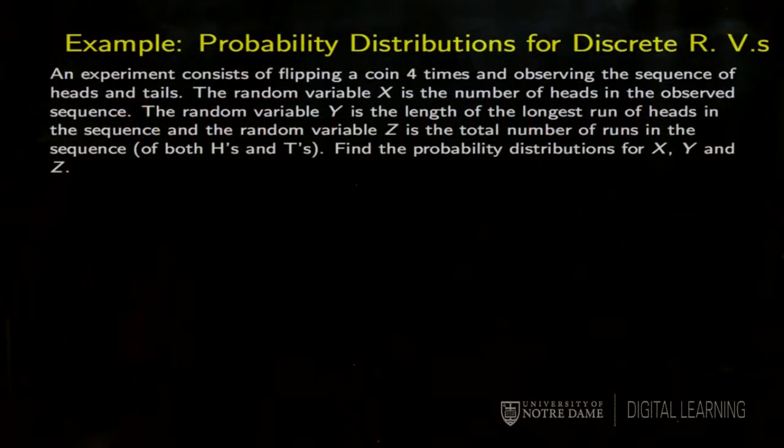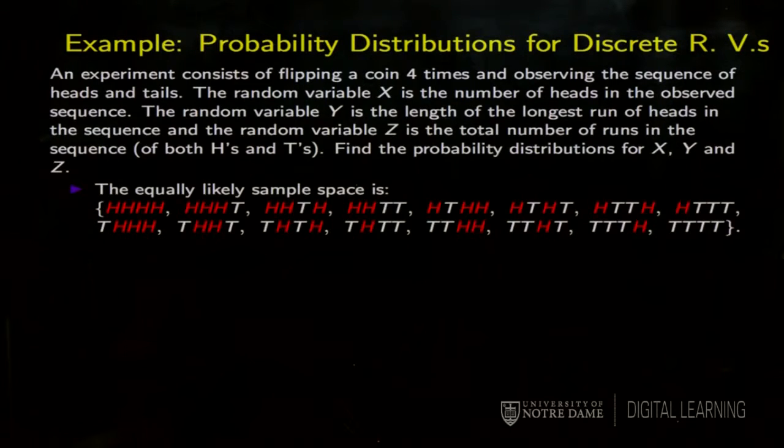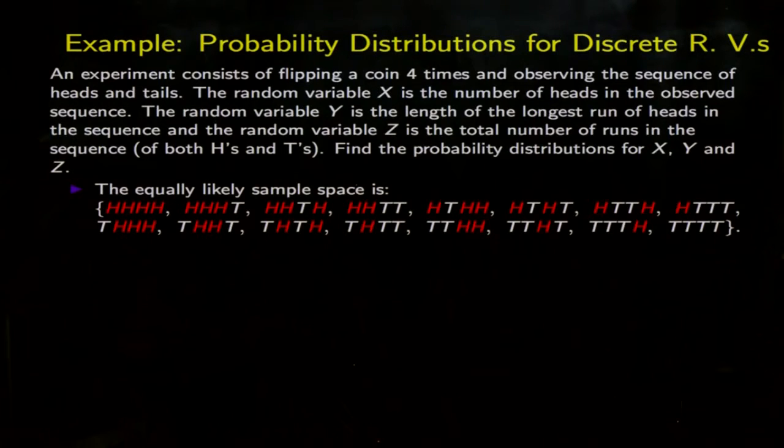A first step is to write out the sample space. Now obviously if we flip the coin 20 times, this would be a very unwieldy sample space, and you would have to use some counting techniques to calculate these probabilities. But because we've only flipped the coin 4 times, there are only 16 possible outcomes, so it's relatively easy to write out every possible outcome in this equally likely sample space.